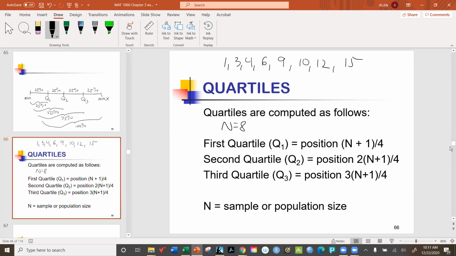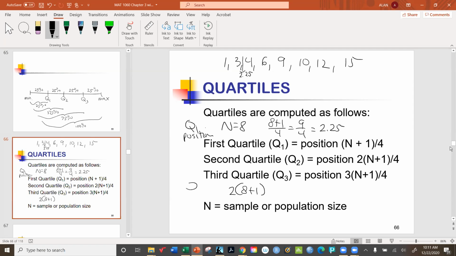So for the first quartile, you're looking for number 2.25. Now that's very unfortunate because there is no 2.25th element. That's going to come somewhere in here. Somewhere between 2, 3, and 4 is our first quartile. Now the second one, 2 times 8 plus 1 over 4. So the position of the first quartile is 2.25.